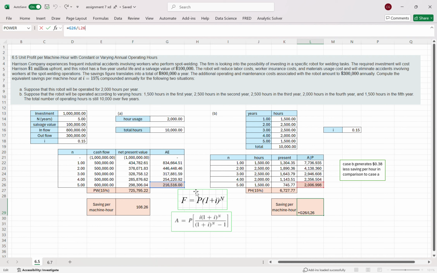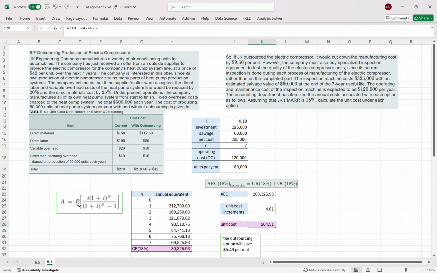So because of that, we can use the equivalent of dollar savings to find the savings per machine per hour for case B. And for my total, I got $107.88 per hour. And if we compare both alternatives, we can conclude that case B generates $0.38 less savings per hour in comparison to case A.